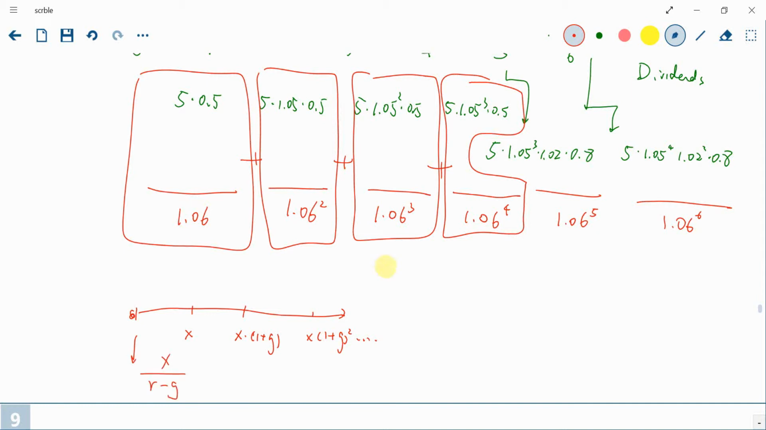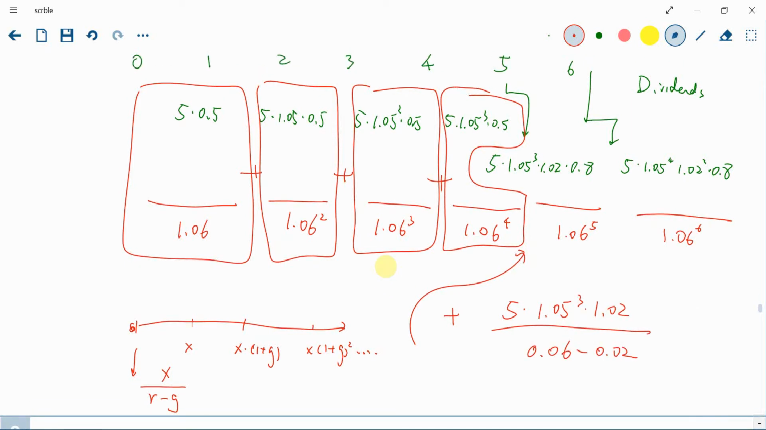Note several things. First, the x is the dividend in the next period, not in the current period. And the second thing is the r and g. Our r is the interest rate, which is 6% here, and g is 2%, which is the growth rate. And so we can use this formula for our question here, where x is just 5 times this, and r minus g is 0.06.